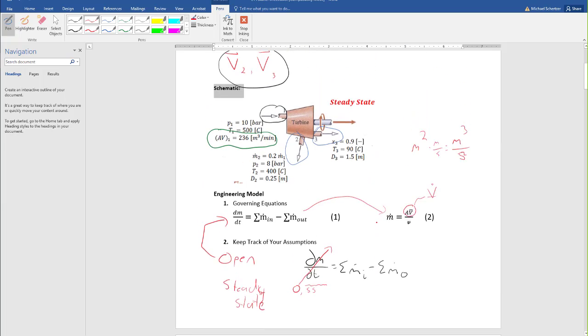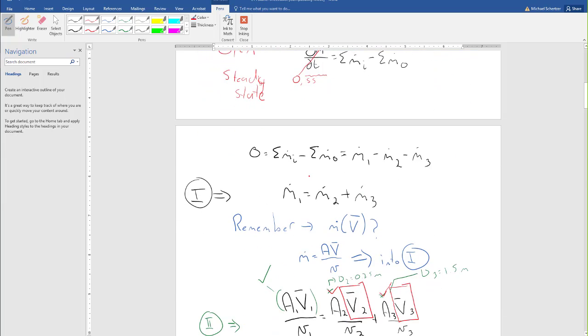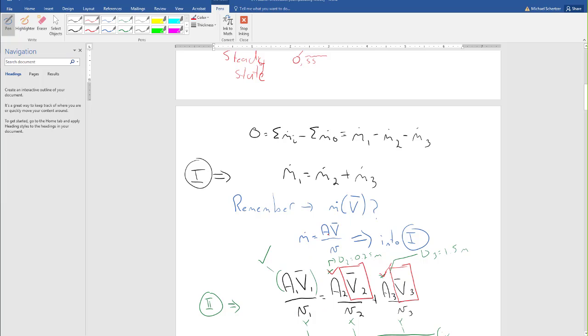right? So we can go back up here and we notice that it tells me that 20% of the mass flow rate that comes in here at state 1 comes out at state 2. So what does that mean, right? Before, I wrote down this version of conservation of mass, right? Because we're at steady state, the mass flow rate of 1 is equal to the mass flow rate of 2 plus the mass flow rate of 3. But it tells me that the mass flow rate of 2 is equal to 0.2 m dot 1.